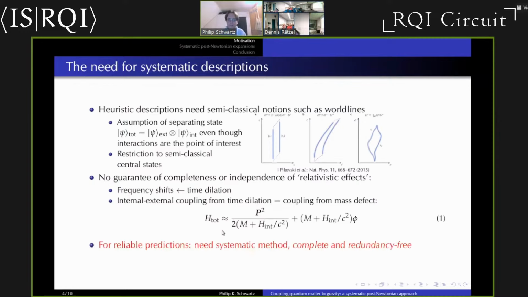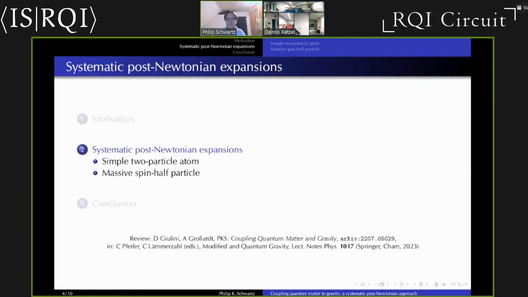And so really, to make reliable predictions that we can use to analyze experiments, we need to use systematic methods which are complete, so that we don't overlook any relativistic effect, and that are redundancy free. Or put differently, we should really start from a full relativistic theory and then just apply a specified scheme to get to our predictions from that, and not start with a Newtonian description and put things in by hand. And that's what I'm going to talk about now in the main part of my talk, which is probably shorter than the introduction, and I think I'm quite good in time.